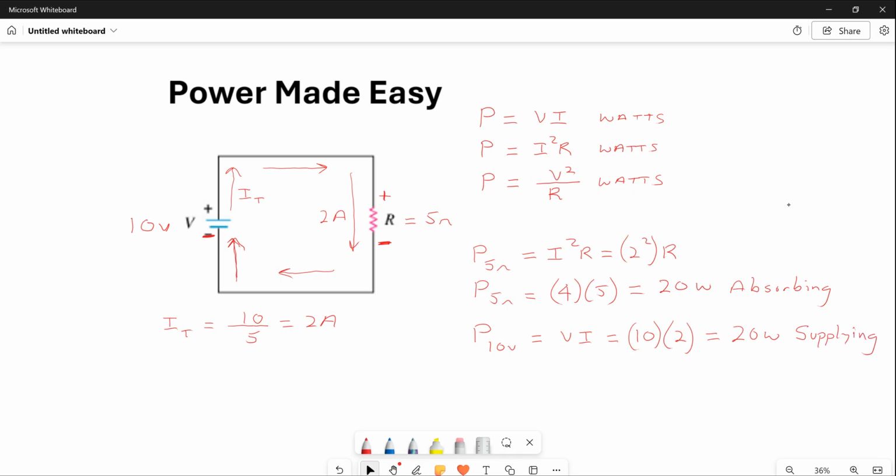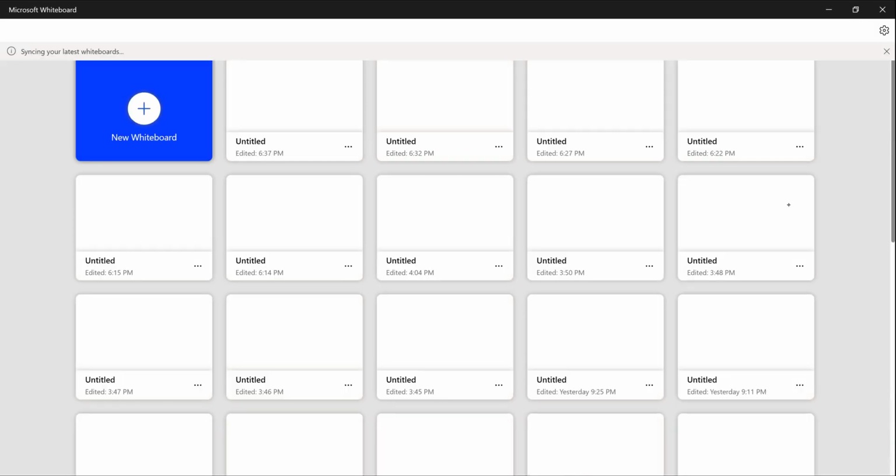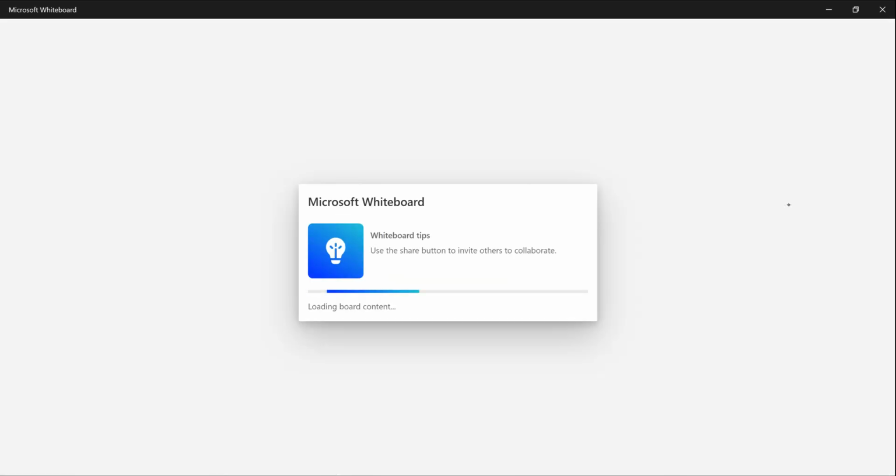So the reason I gave you this power made easy concept is, when conventional current enters the negative terminal of a device, that device, no matter what it is, can't be a resistor, but that device is going to be supplying power. When current enters the plus terminal of a device, which could be a resistor, it's always absorbing. That's what I want you to get out of this. And then finally, let's see how it works.